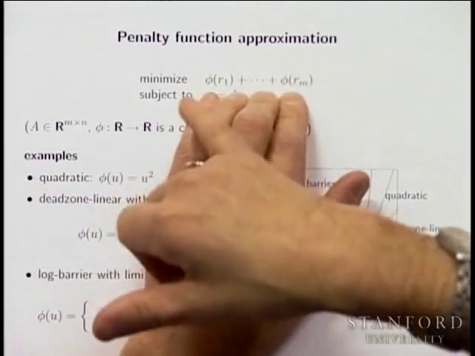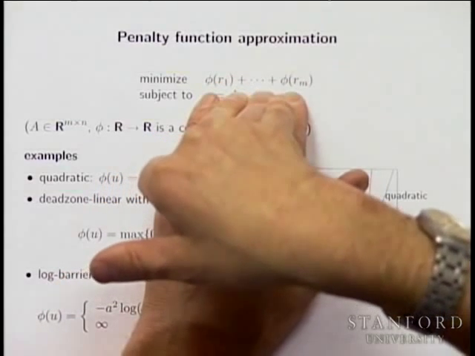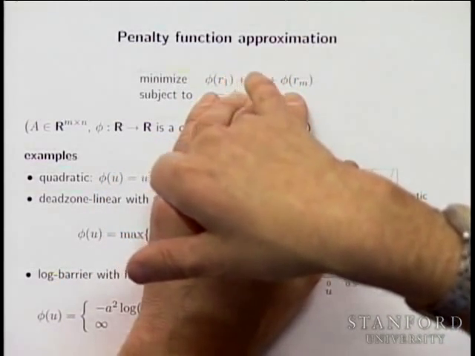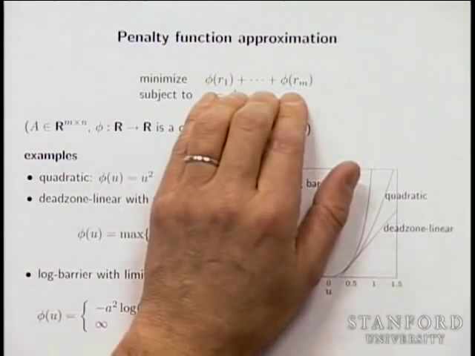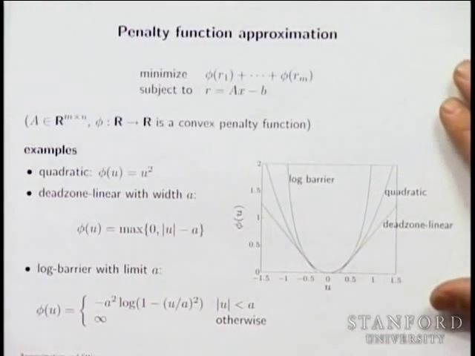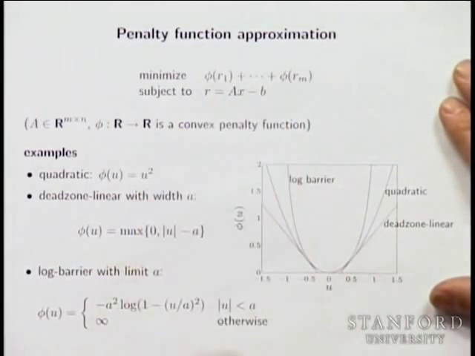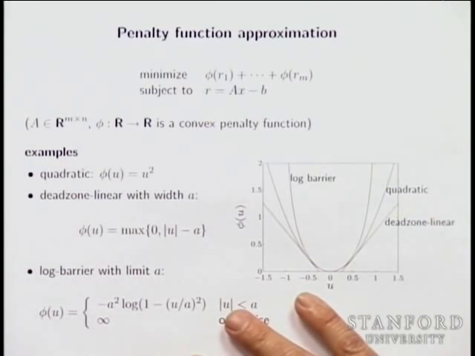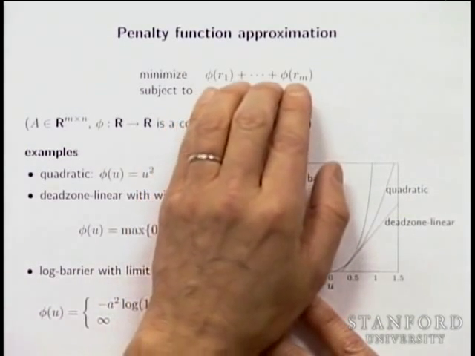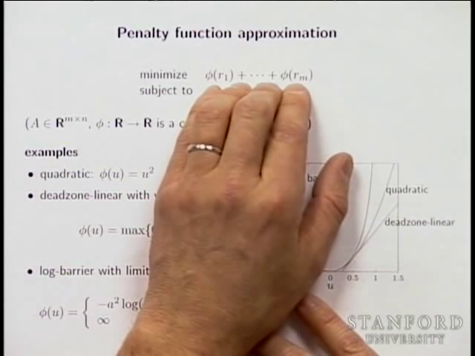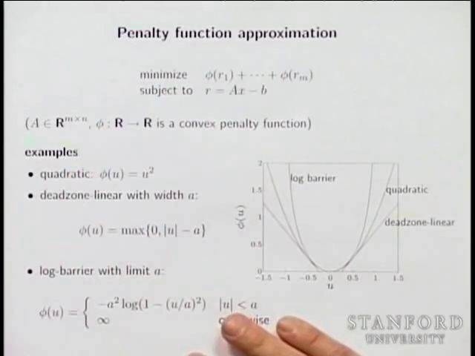By the way, even this is a specialized case because here we have the same penalty function for all residuals. You could obviously care much more about some residuals than others, but once you get the idea, it's easy to generalize this any way you like. So this is the penalty function approximation problem. You could even think of it as a multi-criterion problem. Here we're just taking a sum of them.